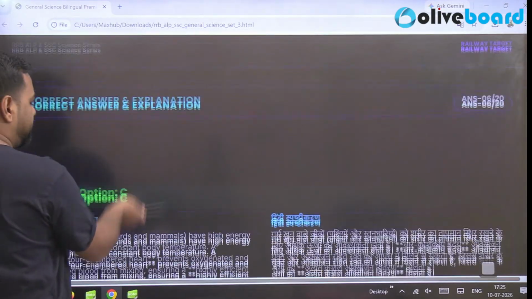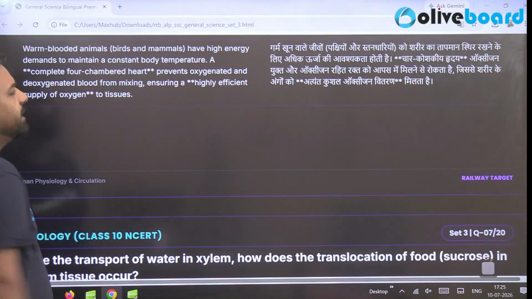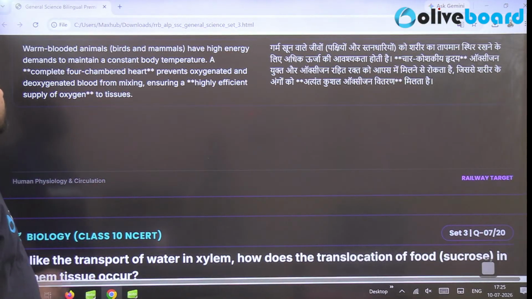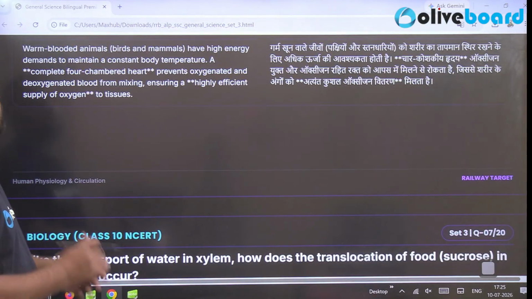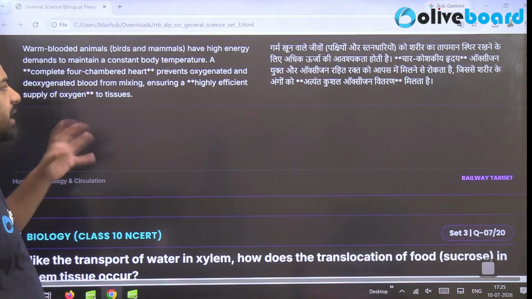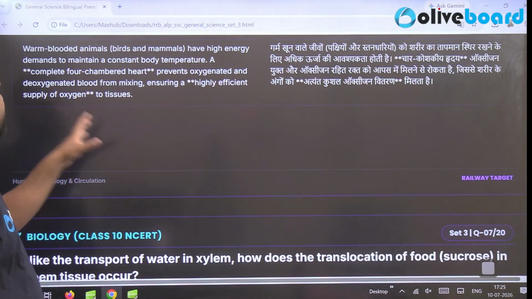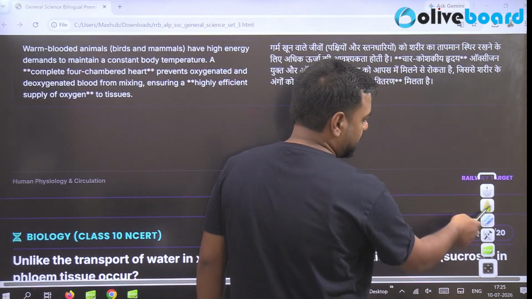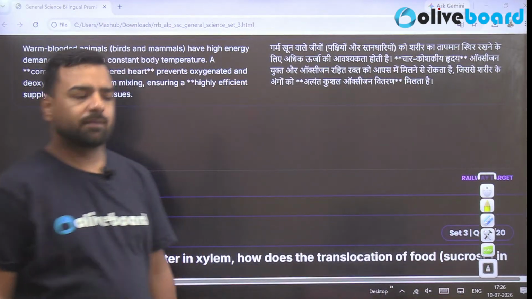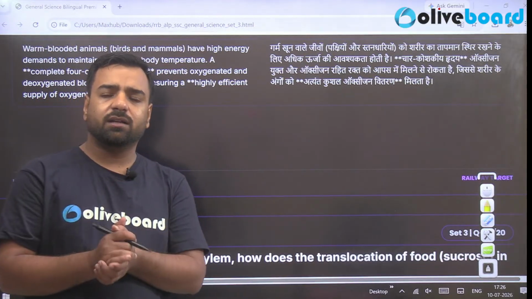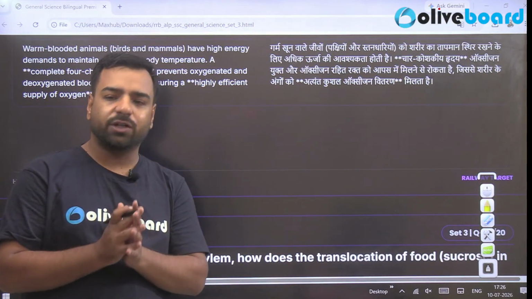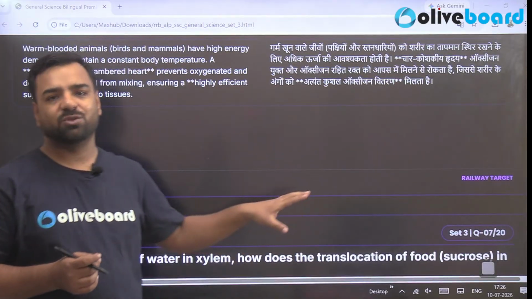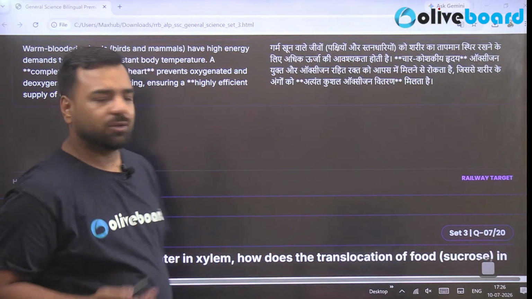So C is done. Warm-blooded animals have high energy demands to maintain a constant body temperature. So a complete four-chambered heart prevents oxygenated and deoxygenated blood from mixing, ensuring a highly efficient supply of oxygen to the tissues. Guys, wanna see the functioning of the heart? I can even open the heart and show it to you. But I want that in the comment section. If you people say so, I'll surely show you. Otherwise, I can just draw and tell you.